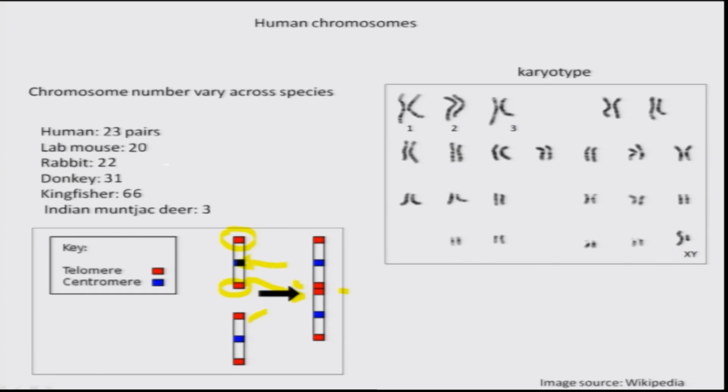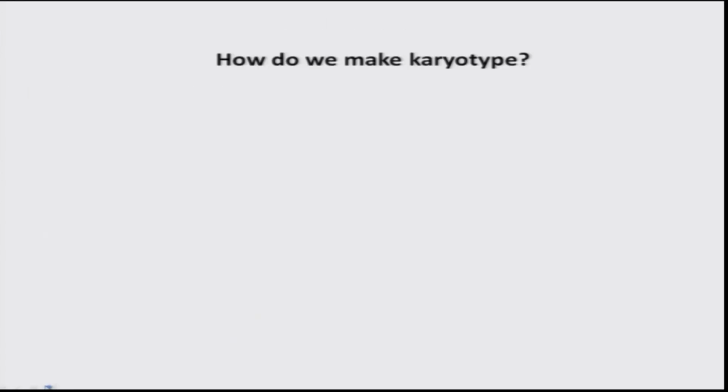And you have this region which is called the centromere, a region onto which the kinetochore or the spindle fibers bind and help in the segregation of the chromosomes during cell division. So, with this little introduction, let us look into how you make a karyotype.